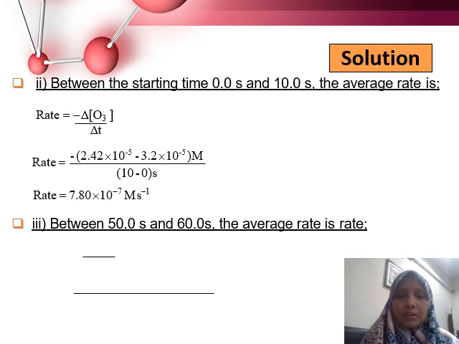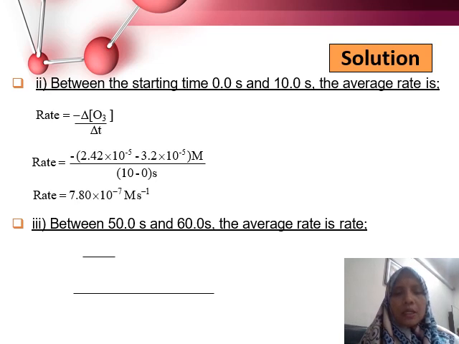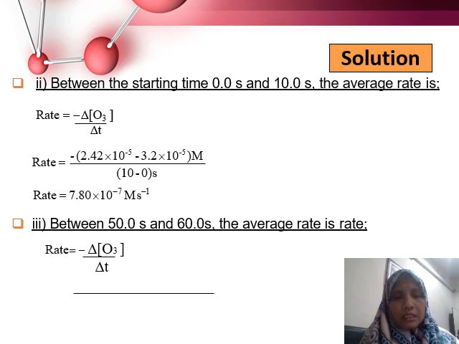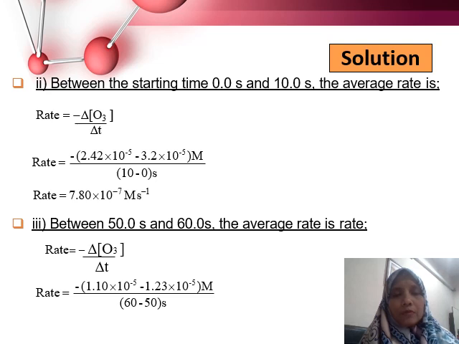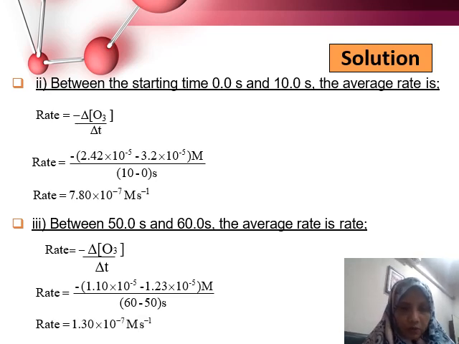Okay, while for number 3, between 50 and 60 seconds, so meaning that it is only between 50 seconds and 60 seconds. You must compare the concentration at 60 seconds with the concentration at 50 seconds. Rate is still similar: minus the concentration of ozone over the differential of time. That will give you this value. Remember, T is always 60 minus 50, final minus initial, and concentration is also final minus initial. That will give you 1.3 × 10^-7 molar per second.